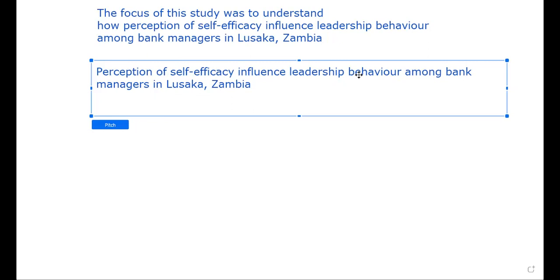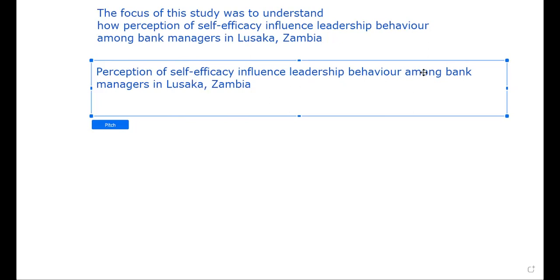That it's perception of self-efficacy influence leadership among bank managers in Lusaka. So first and foremost, identify what variables here are being involved or have been explored. Remember, it is key to know that the wording of your topic has to be very simple and straightforward, and it has to be specific. The location where your study is going to be conducted has to be mentioned in your topic.